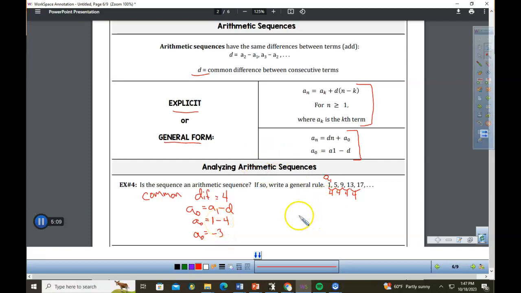Now to find my sequence for a sub n, I take my d, which is 4, times n. I'm going to add on to it my a sub 0, -3. Does this work? When I plug in 1 for n, do I get 1? Yep. When I plug in 2, do I get 5? Yep. When I plug in 3, do I get 9? Yep. So that's good.